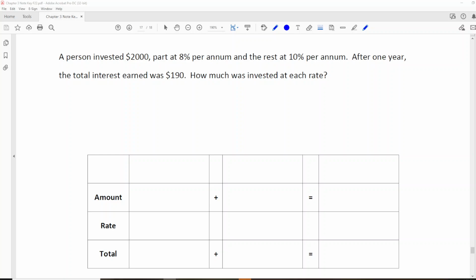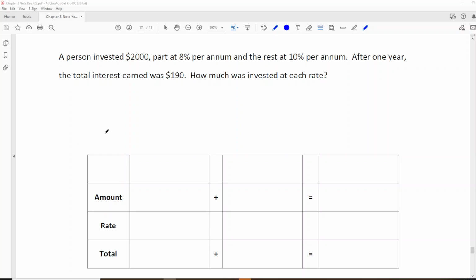All right, now we're on to the second type of mixture problems. So let's just read it and let's see if we can figure out how it's different. We've got a person who's investing $2,000, part at 8% per annum, and the rest at 10% per annum. After 1 year, the total interest earned was $190. How much was invested at each rate?